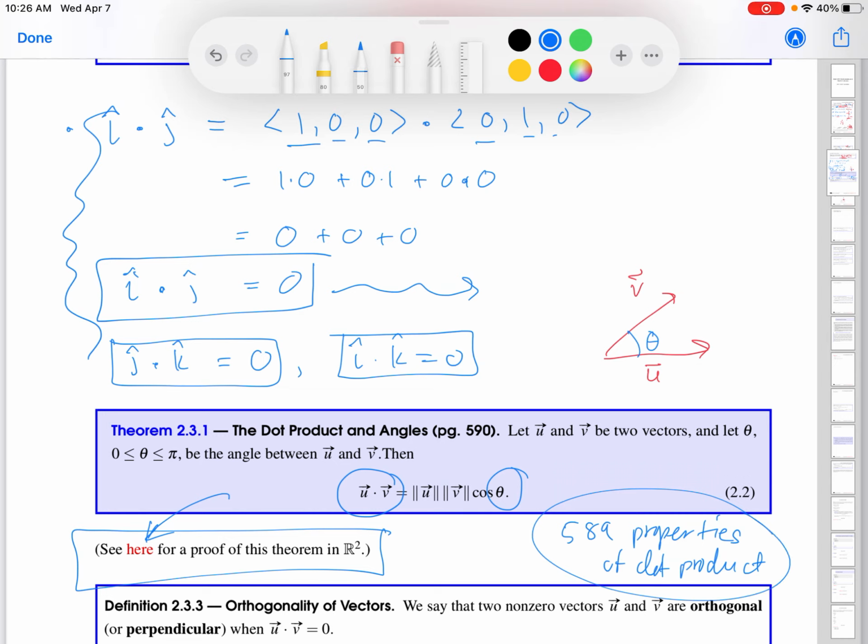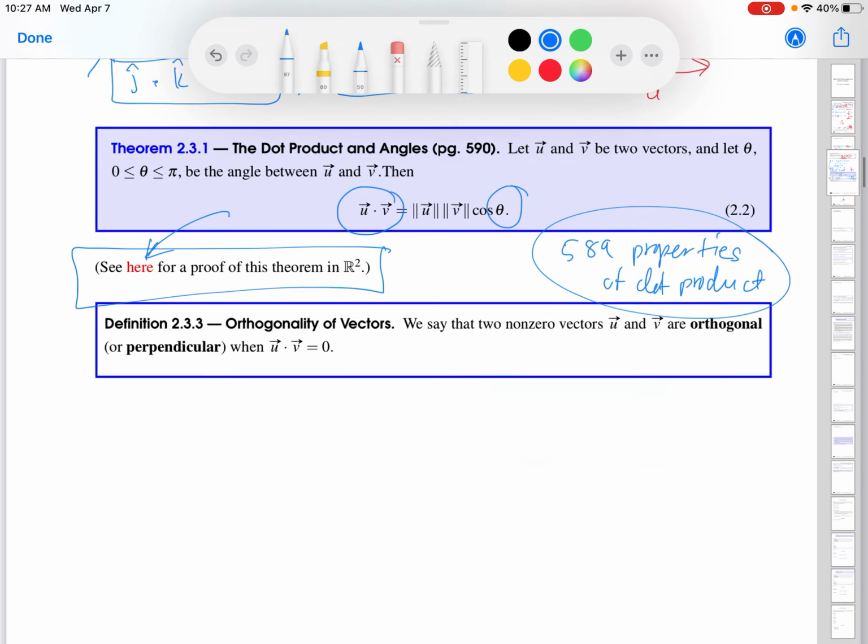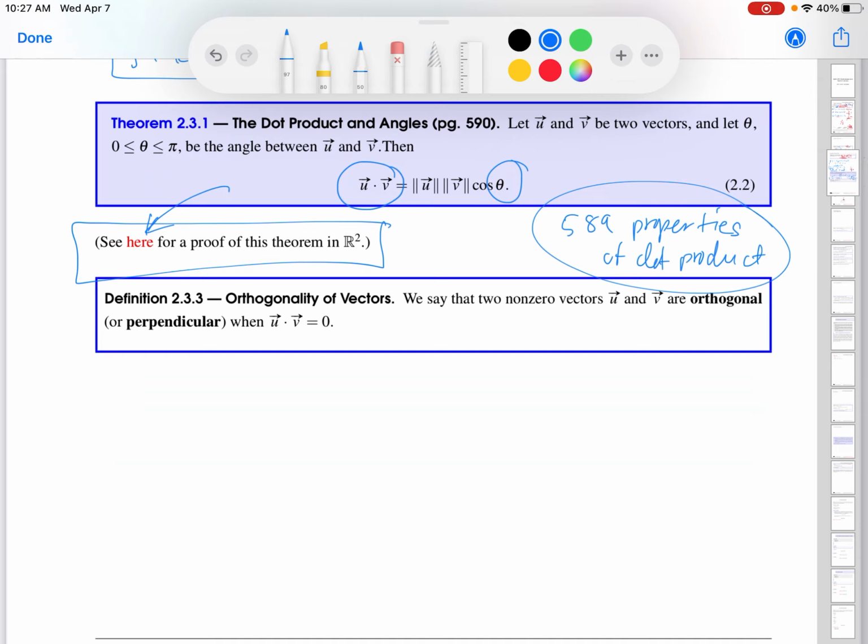Many of them are familiar properties, like the dot product of u with a sum of two vectors is the sum of the dot products, things like that. Okay, great. One last little bit to connect everything, and then we'll do an example. Definition, the orthogonality of vectors. We say that two non-zero vectors, I'll mention why in a bit, u and v are orthogonal or perpendicular when the dot product is 0.